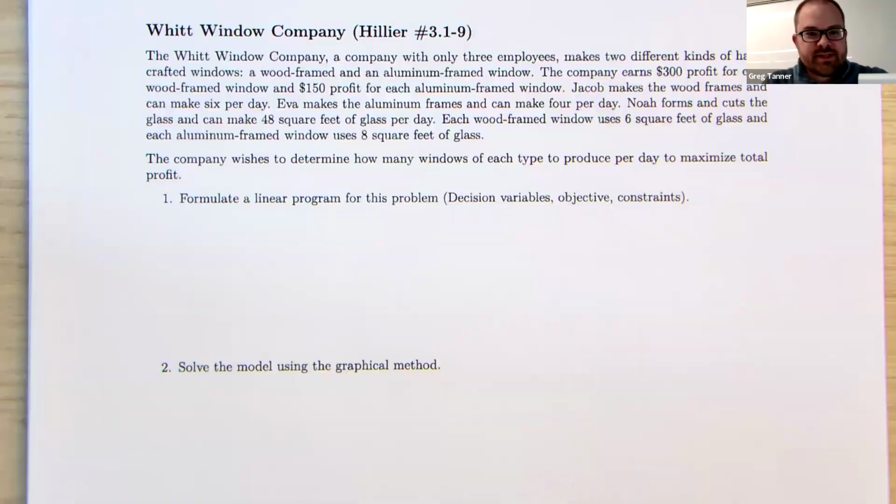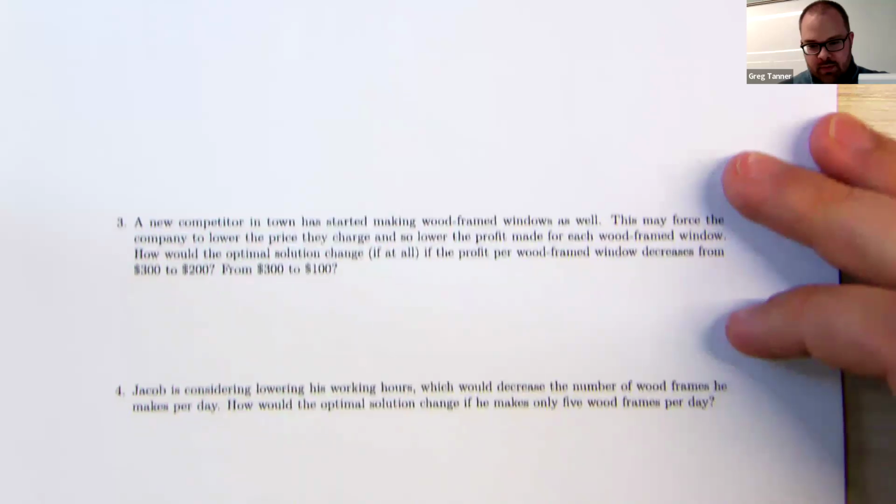Okay, let's do another example. This time we've got the window company. For this one, go ahead and try to pause the video, try to work through the problem, formulate the linear program, then go ahead and graph it using Desmos or by hand. Find those corner points, figure out what is the objective value at each of those corner points, and then solve it. And then we've got some follow-up questions here at the bottom.